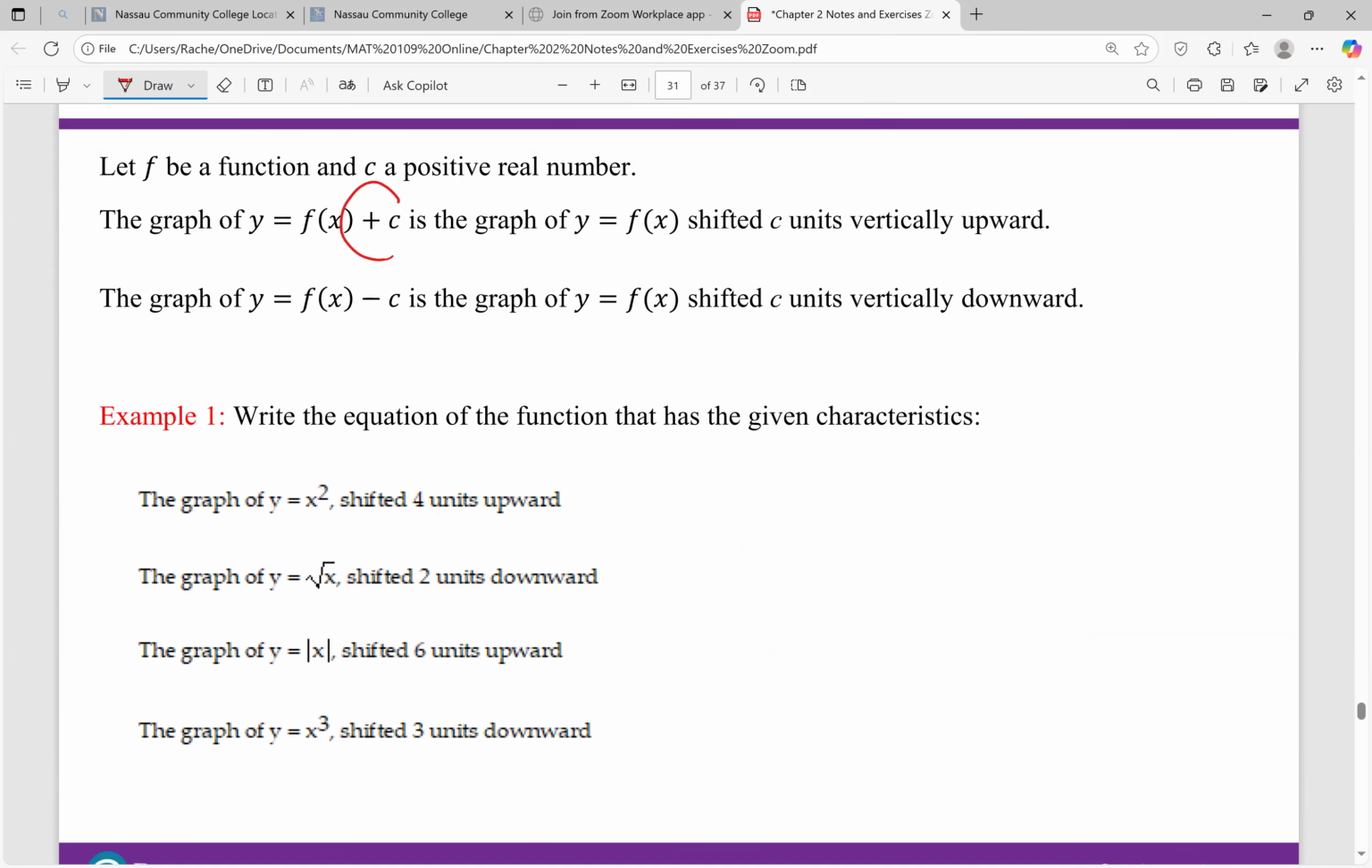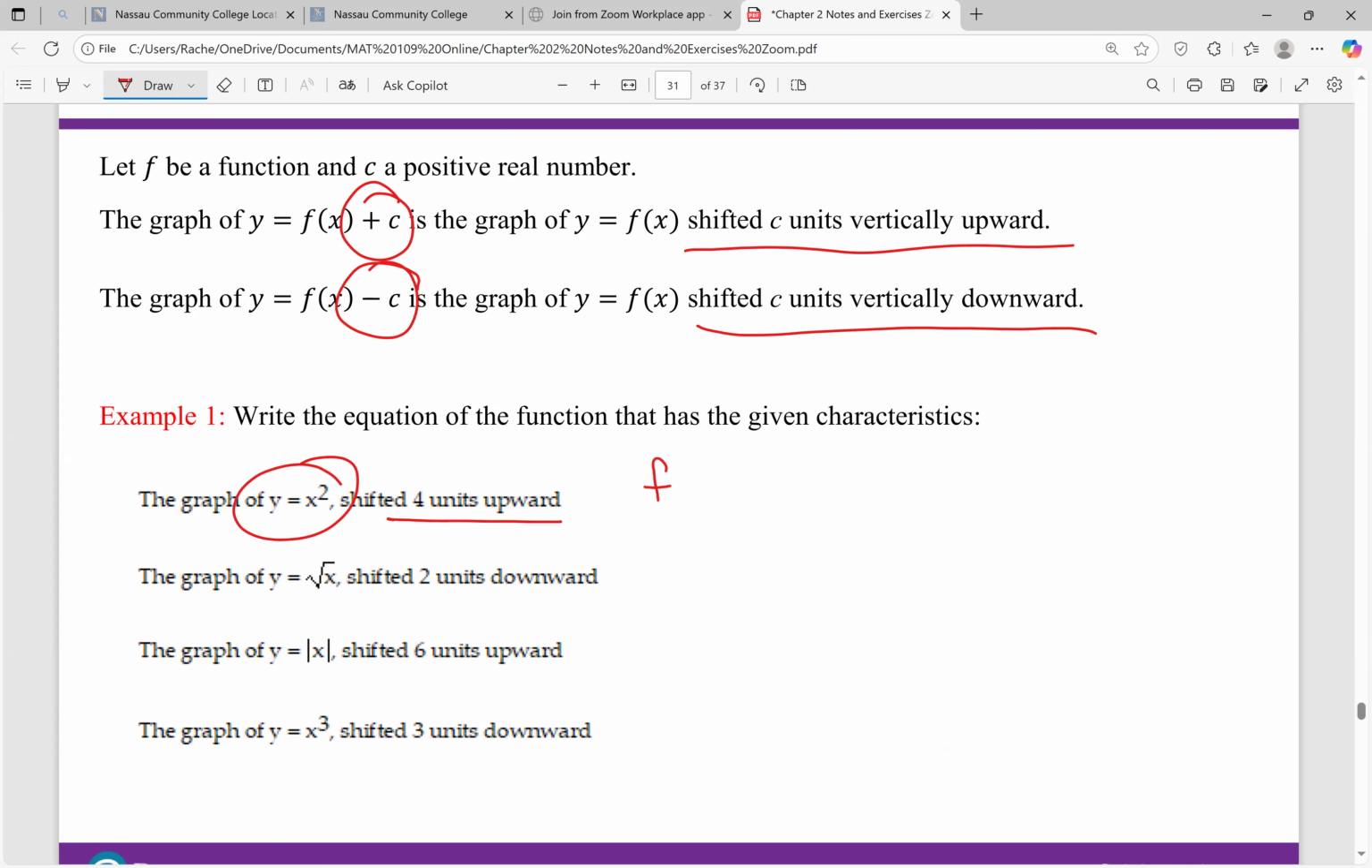So if we add c to the function, that's going to be a vertical shift upward. And remember, if we subtract c from the function, it's going to vertically shift it downward by c units. So the equation of the function that's going to shift x squared 4 units upward is f of x equals x squared plus 4. If we add 4, it's going to shift the function upward by 4 units, because essentially we're adding 4 to all the y values. So it's a vertical shift upward.